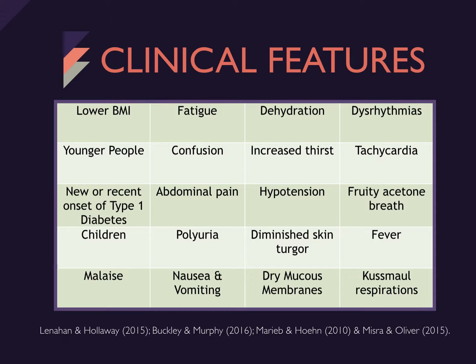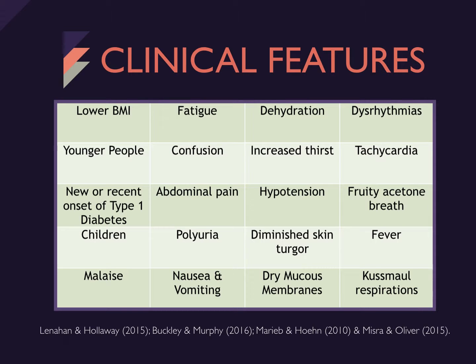Buckley and Murphy find that nausea and vomiting and abdominal pain is not fully understood, however believe it is a result of delayed gastric emptying, an ileus, subacute pancreatitis, esophagitis with ulceration, or bowel ischemia. However, Marib and Home believe it is due to severe electrolyte imbalance.